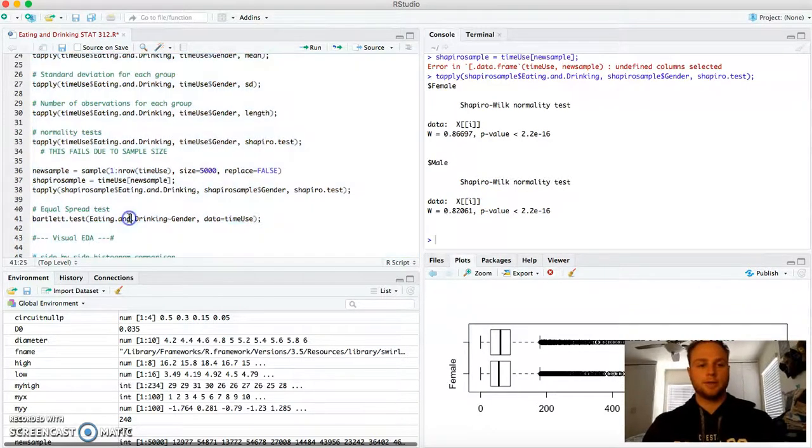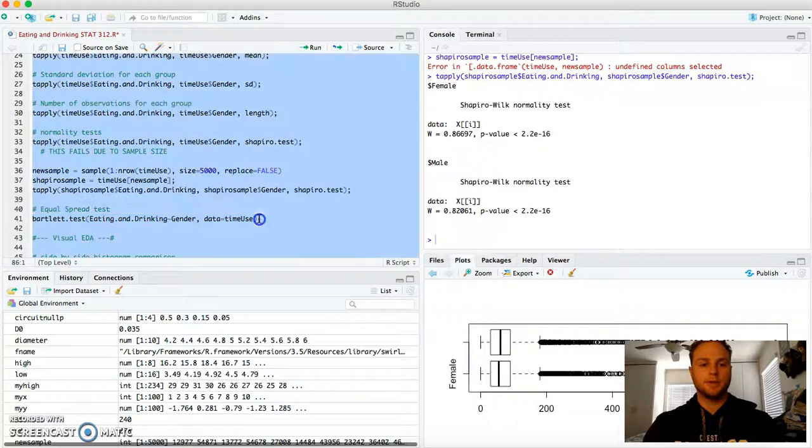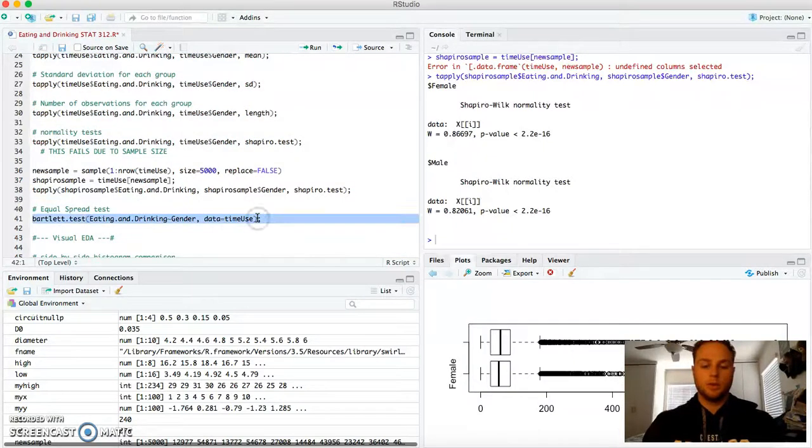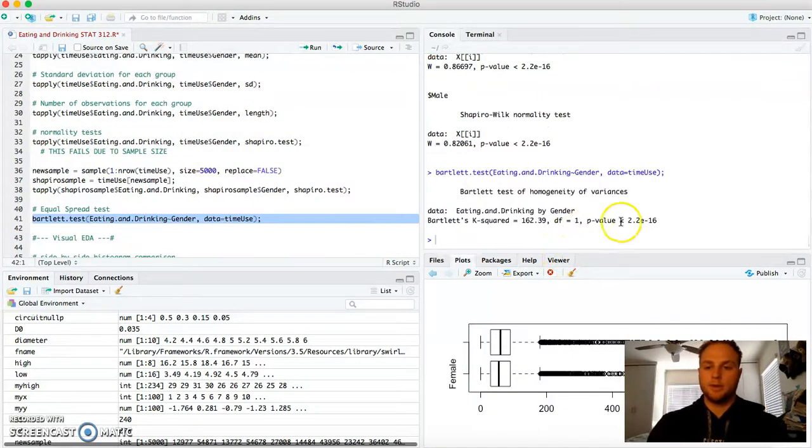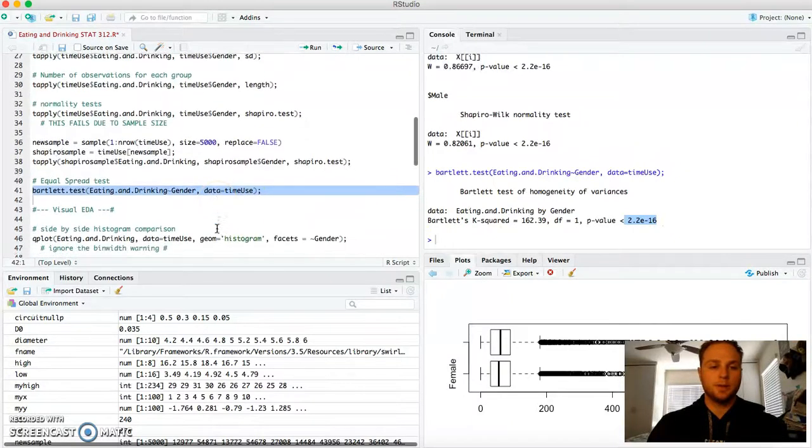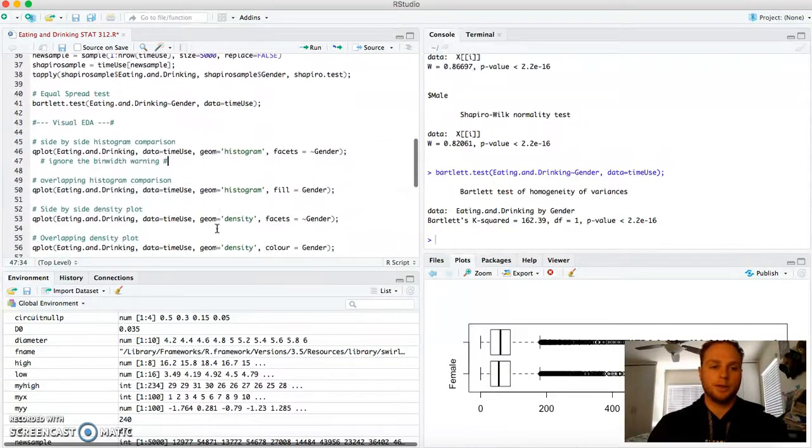Running the Bartlett test to test for equal spread or constant variance. We also see that we get a very small p-value, which means it's probably not going to have constant variance or equal spread. That'll be important when we run our t-test later on.